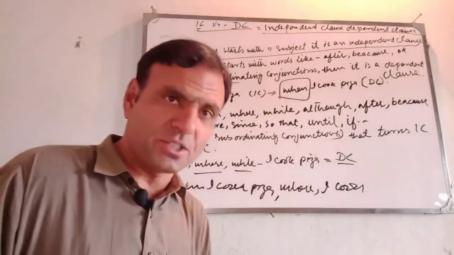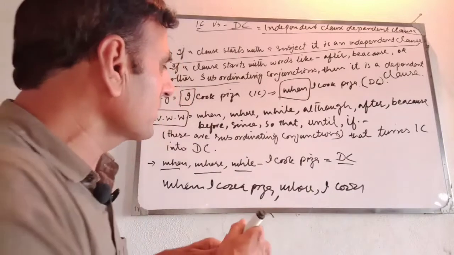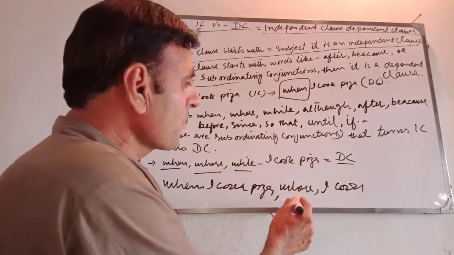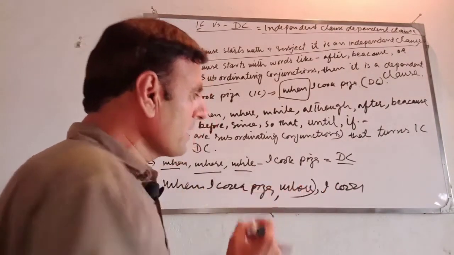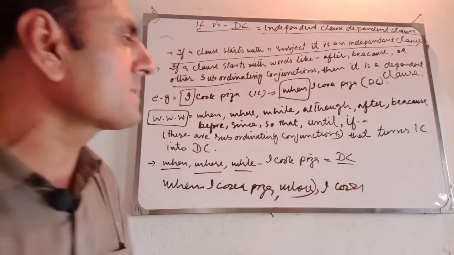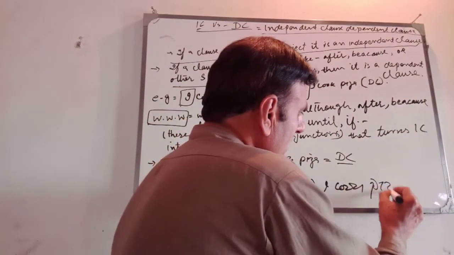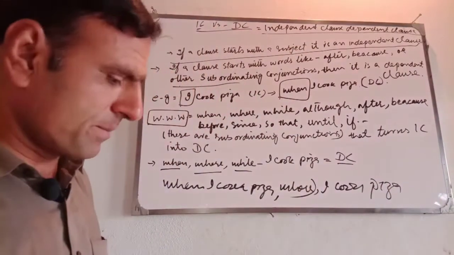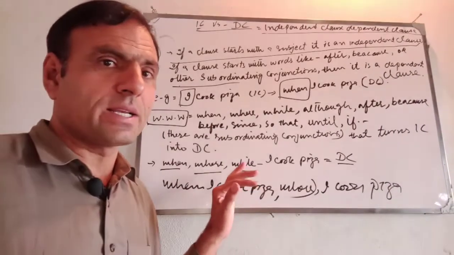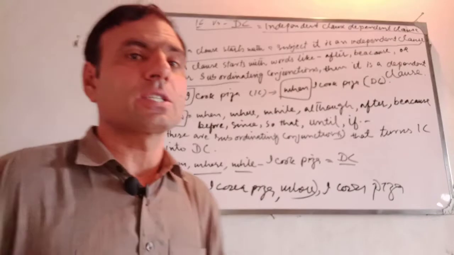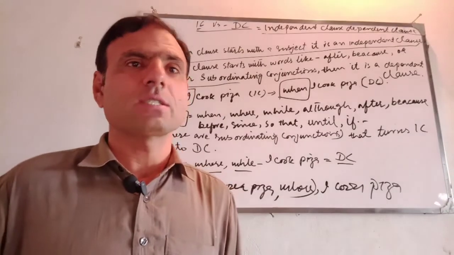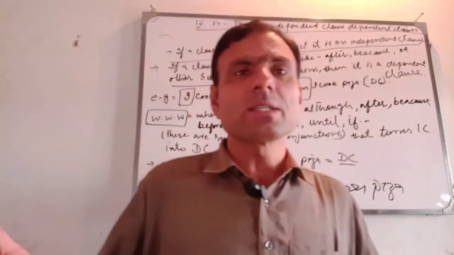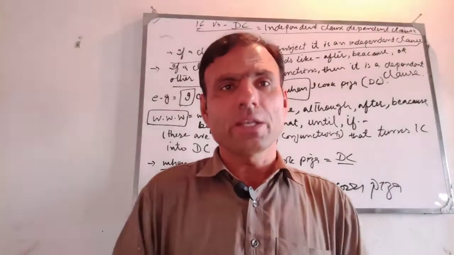If there is a subject at the start of the clause, and we remove when, where, while, so the clause starts from I cook pizza, it's independent. But if before a subject we put a subordinating conjunction, our clause changes into a dependent clause. It's easy, very short, easier.